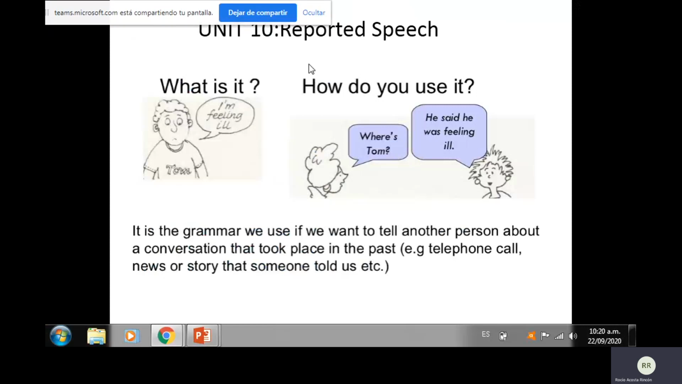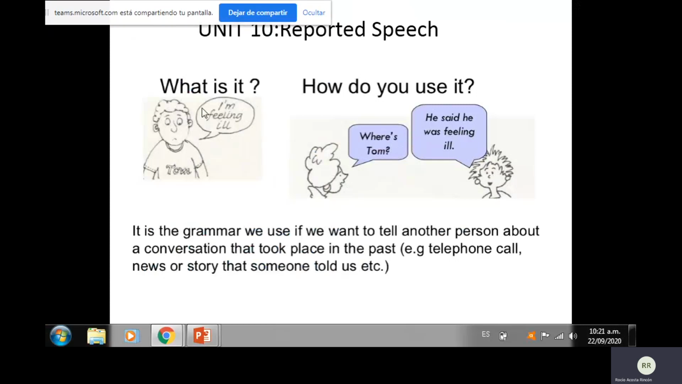Now, first of all, we're going to check the definition of reported speech. We can define it as the grammar we use if we want to tell another person about a conversation that took place in the past, a telephone call, news, or a story that someone told us. For example, in this picture, this guy is saying, "I'm feeling ill." And here we have the third party, two other people, talking about what he said. In this interaction, this woman says, "Where's Tom?" And the other guy reports, "He said he was feeling ill."